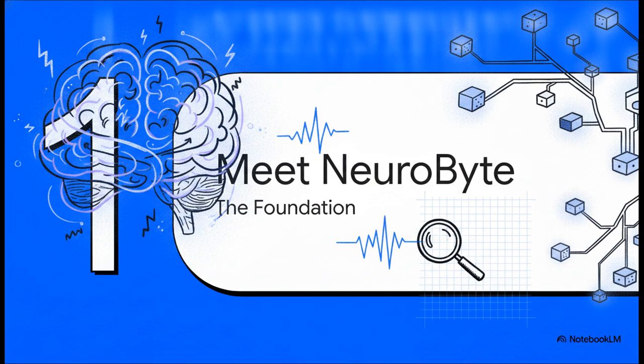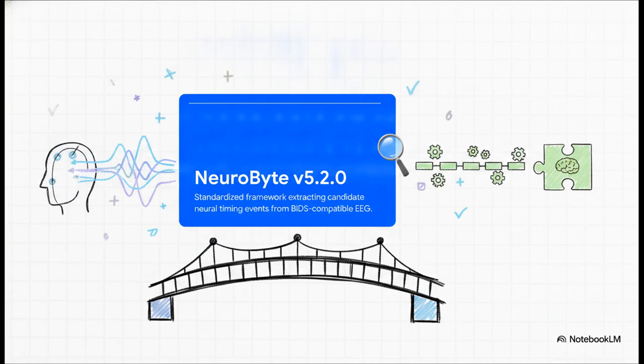Meet the NeuroByte algorithm. Let's build the foundation of what this tool fundamentally represents. Let's look at the technical definition. NeuroByte version 5.2.0 is a standardized Python and MNE framework designed to extract candidate transient neural timing events from BIDS-compatible EEG recordings. Okay, stripping away the heavy jargon, what this really means is that NeuroByte acts as the ultimate bridge.